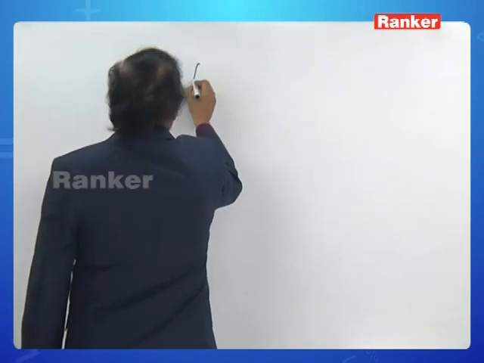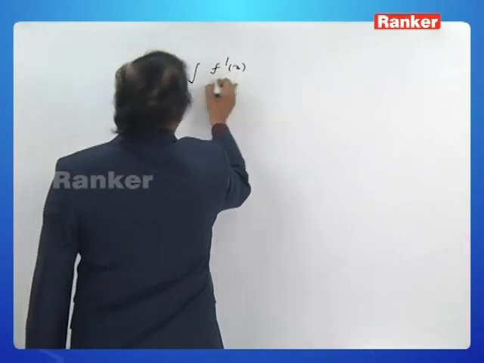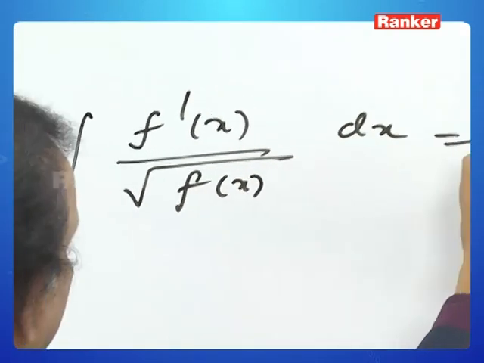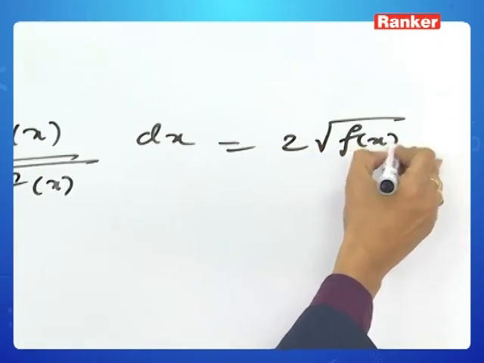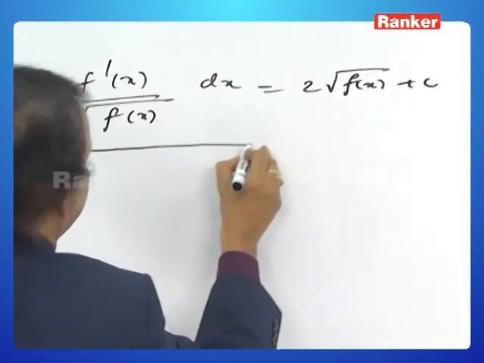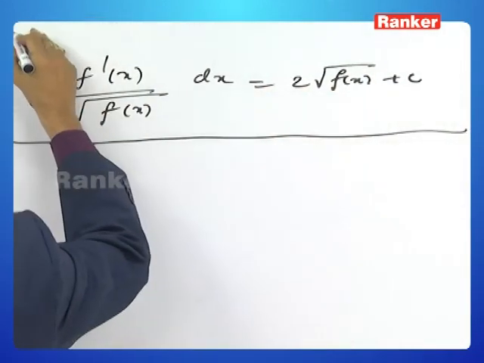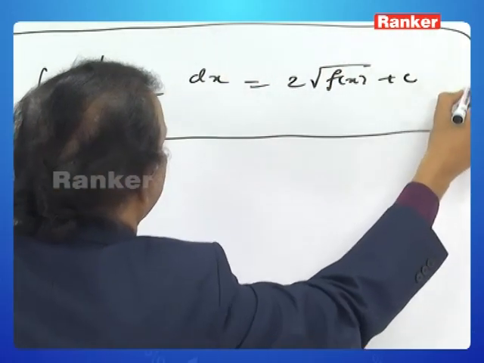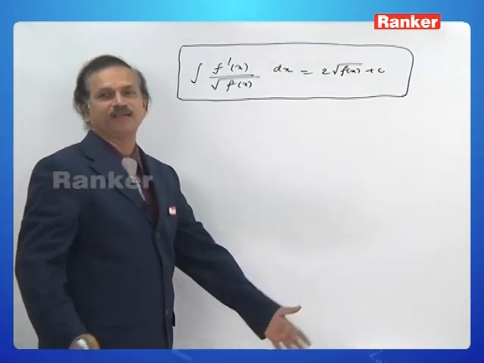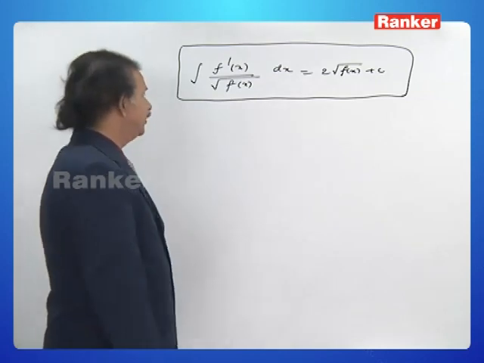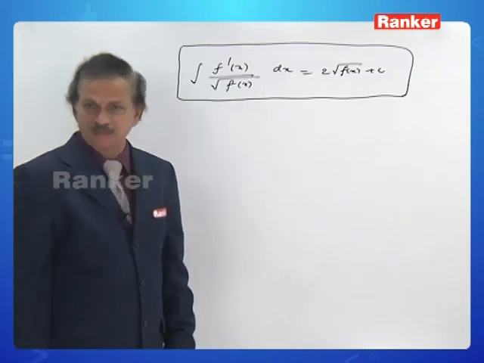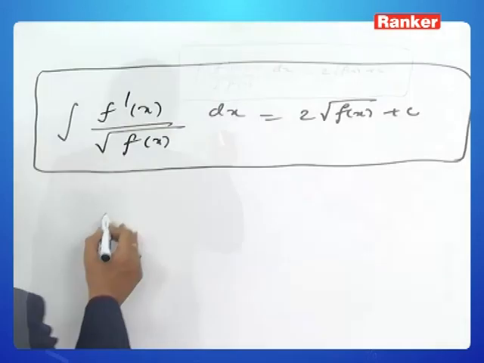Good, next. Integral of f dash x by root f of x dx is equal to 2 root f of x plus c. Another fruit from the tree of integration by substitution. Yes. You take f of x as t. f dash x dx is dt. dt by root t. dt by root t is nothing but 2 root t. Okay. Come on. What is the answer?